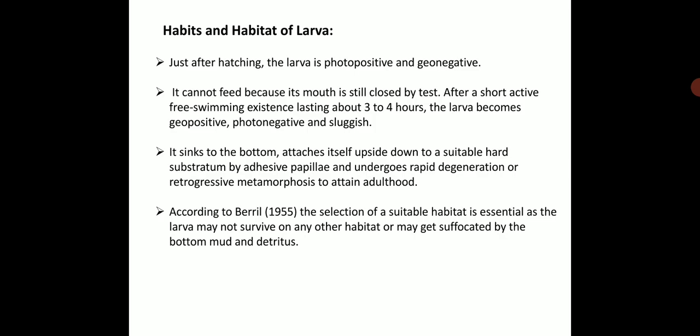Just after hatching, the larva is photopositive, photo means light, and geonegative. It cannot feed because its mouth is covered with the test. After a short active free swimming existence which lasts for about 3 to 4 hours, the larva becomes geopositive, photonegative, and sluggish. It sinks to the bottom and attaches itself upside down to a suitable hard substratum with the help of adhesive papillae and undergoes rapid degeneration, or what we call retrogressive metamorphosis, to attain adulthood.